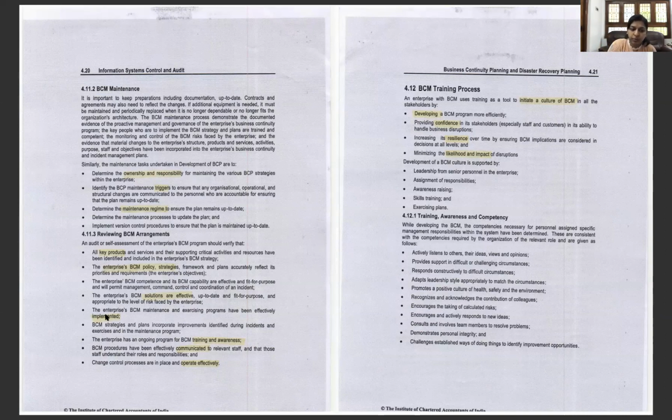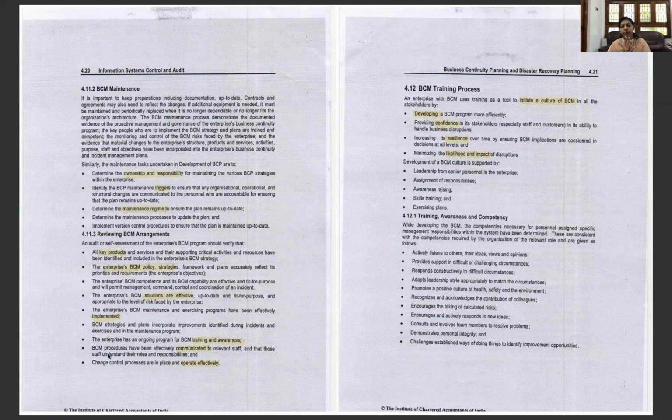And then, the enterprise BCM maintenance and existing programs have been effectively implemented. It should be properly implemented. The maintenance should be implemented, and there is also testing, training, and awareness. It should be communicated, and the change control processes should be in place and operate effectively. So here we have the key areas through which we should be verifying it.